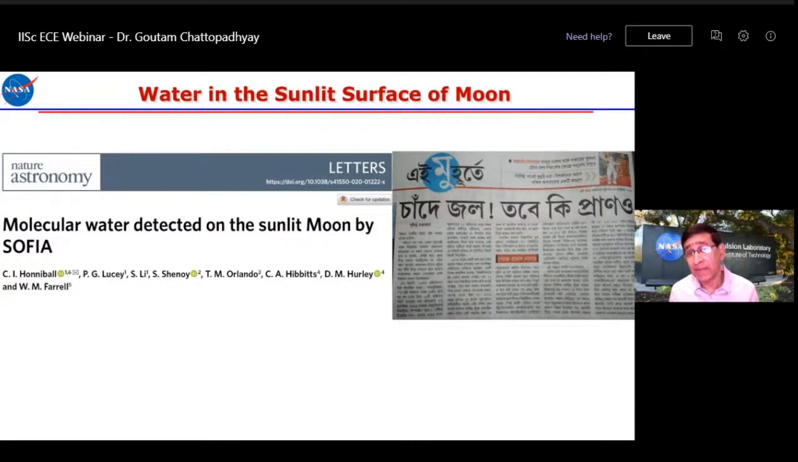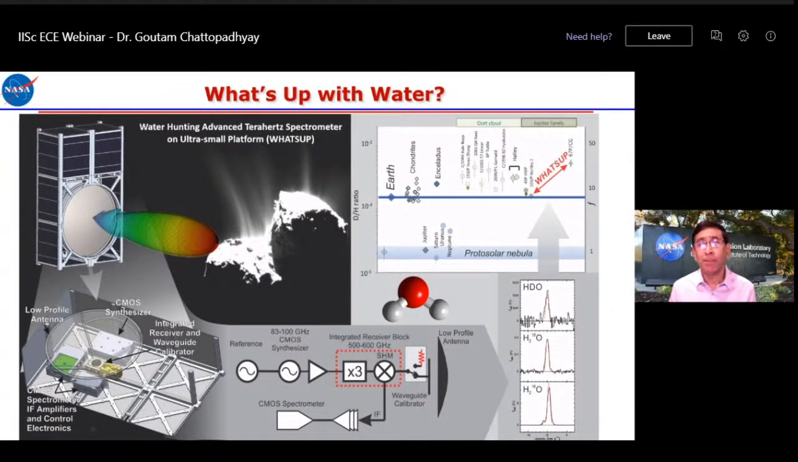And again, we can build instruments at terahertz frequencies, 557 gigahertz, and actually go to the moon and map out how the water is distributed on the moon's surface on the sunlit side. That is very exciting. So this leads very well to what I wanted to talk to you all about. I'll give you one example of the instrument that we build, the innovation that goes behind it, and the big science question it answers.